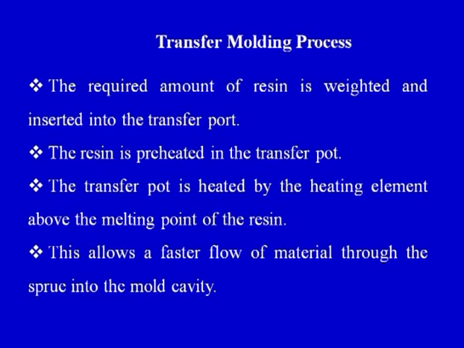The resin is preheated in the transfer pot because it has to be in the molten state. Only then will the pressure guide it through the sprue into the final cavity, where the final product is formed. Then the two halves open, the ejector pin pushes out the product formed inside the two mold halves, and we get the final product. So, the first step is that the required amount of resin is weighed and inserted into the transfer pot.